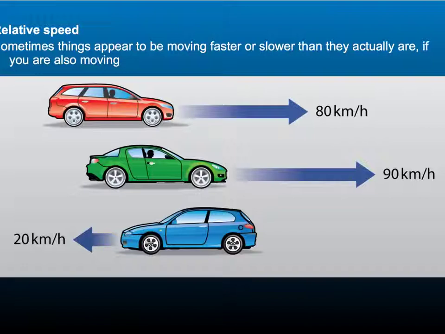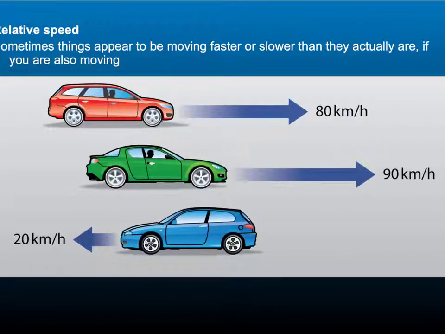Vectors are also important when we've got things that are moving in opposite directions. Sometimes things appear to be moving faster or slower than they actually are, depending on which direction they are moving relative to you. This is called relative speed. Now imagine that you're a passenger in the red car. The red car is moving at 80 km per hour. And imagine that a green car comes to overtake you, and it's moving at 90 km per hour. The difference between those velocities is 10 km per hour. So to you in the red car, it will seem like the green car is moving at only 10 km per hour relative to you.